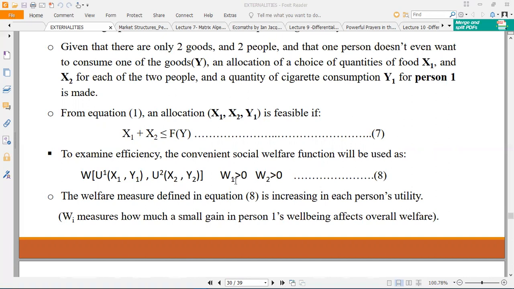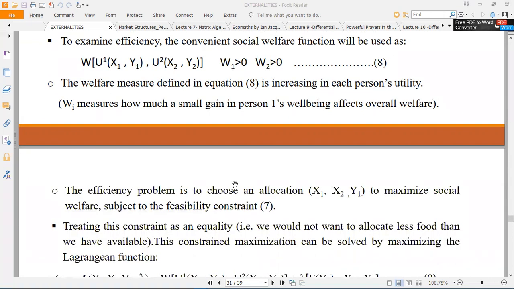W1 is measuring the marginal welfare of an individual. So assuming you are increasing your consumption by some small unit, what is the effect on your well-being? That is what W1 measures for individual 1, and then W2 will measure for individual 2. So them being greater than 0 means that whenever a single individual becomes better off, it affects the social welfare in a positive way. You becoming better off means that the entire society is also becoming better off.